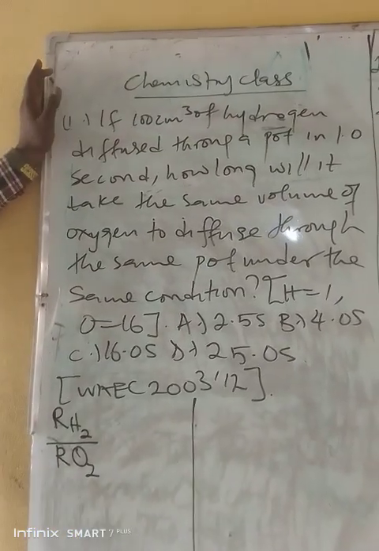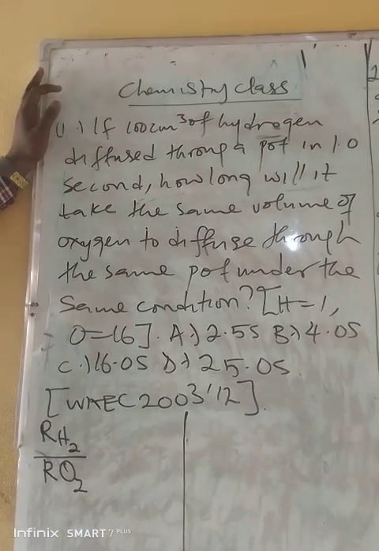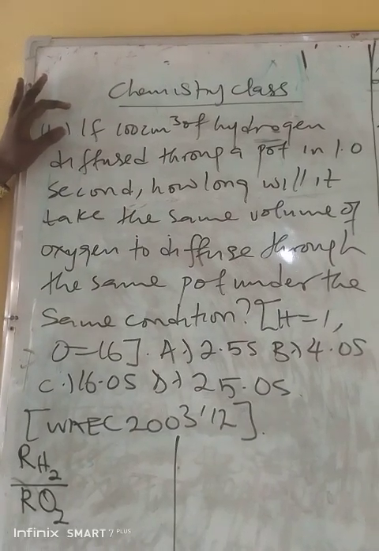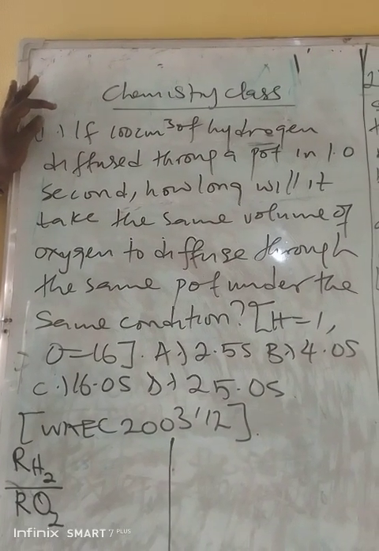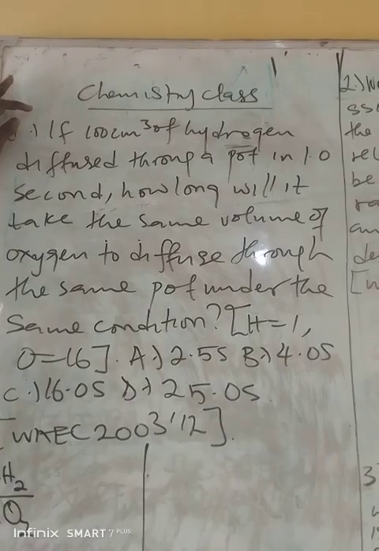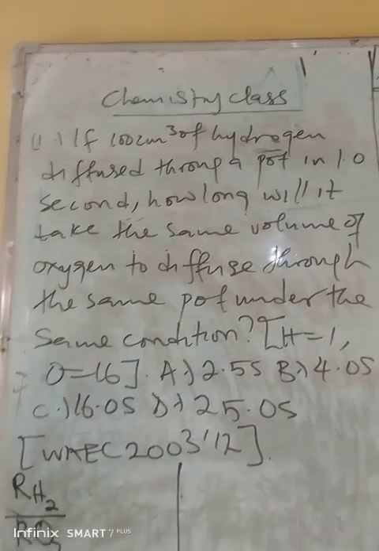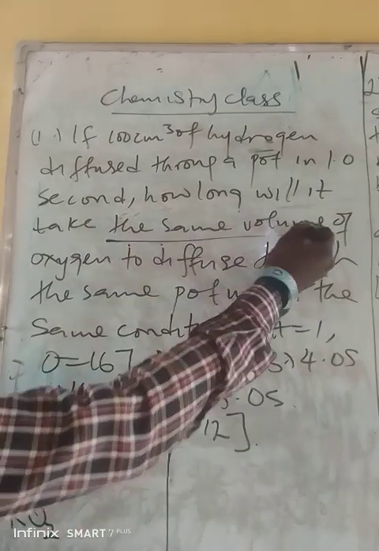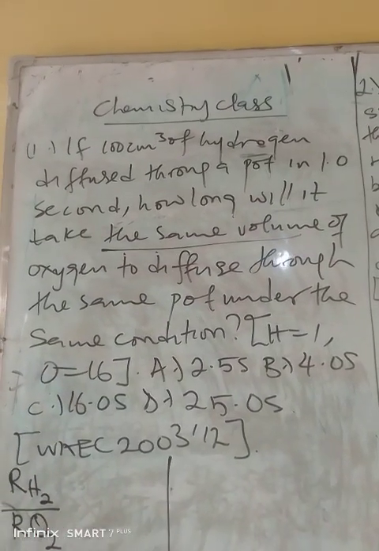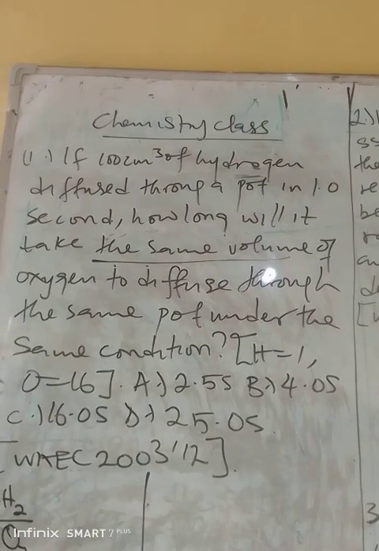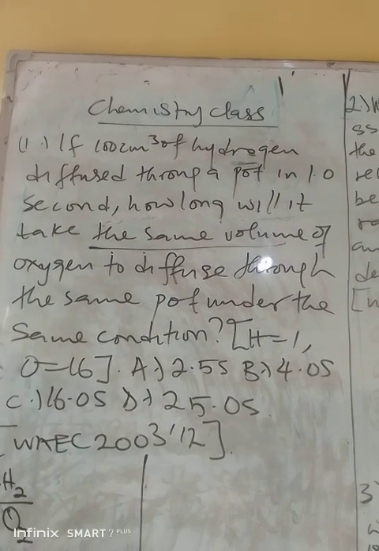The question here is a wide question on Graham's law of diffusion. And the question is, if 100 cm³ of hydrogen diffused through a port in 1 second, how long will it take the same volume, mark this word, the same volume of oxygen to diffuse through the same port under the same condition?